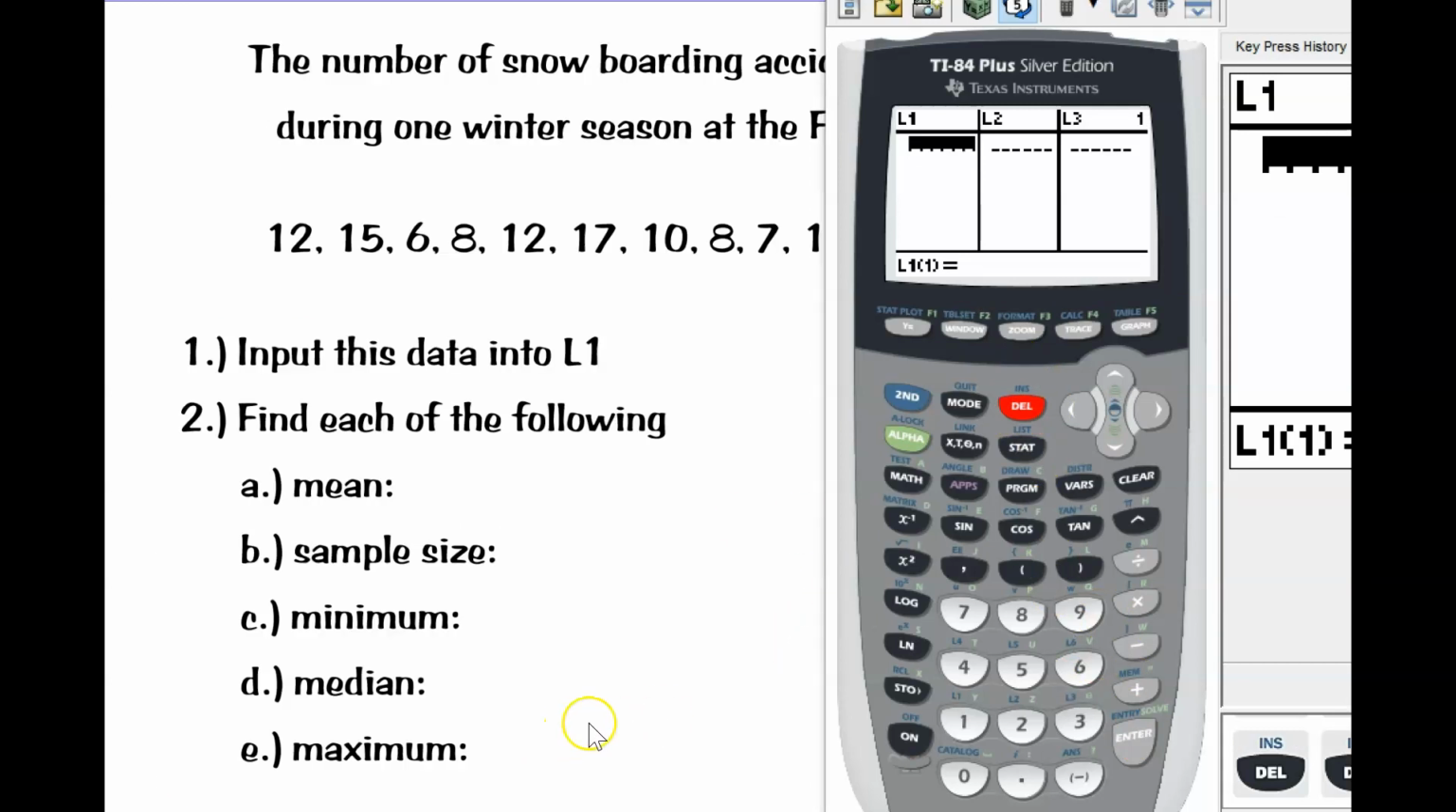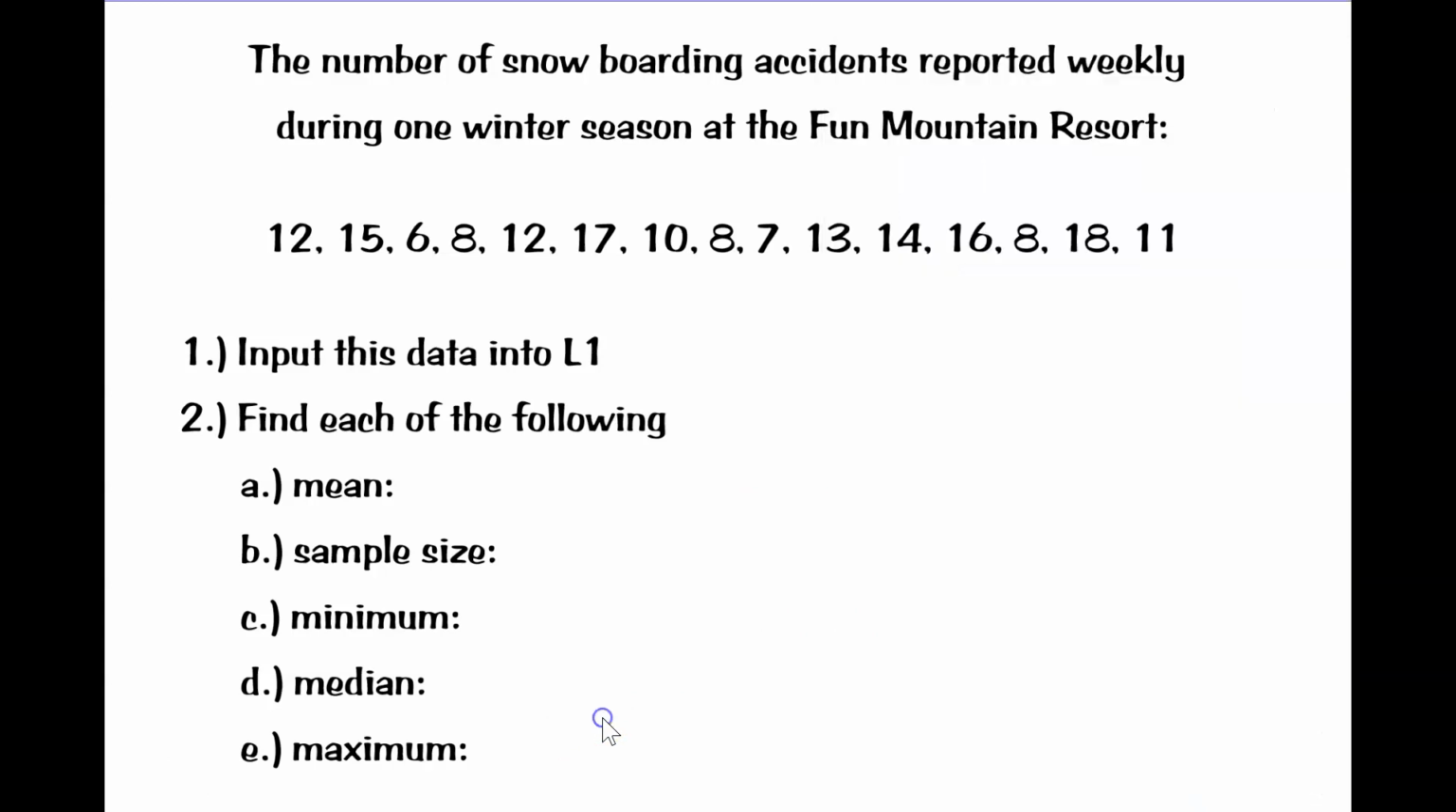So now that you've cleared your calculator from all of the lists that were in there, why don't you give this one a try? You want to find the mean, sample size, minimum, median, and maximum of the number of snowboarding accidents reported weekly in one winter season at the Fun Mountain Resort. Pause and check back in to see how you did.